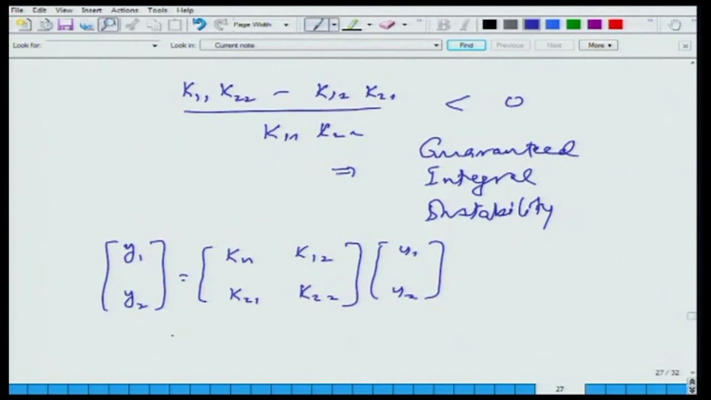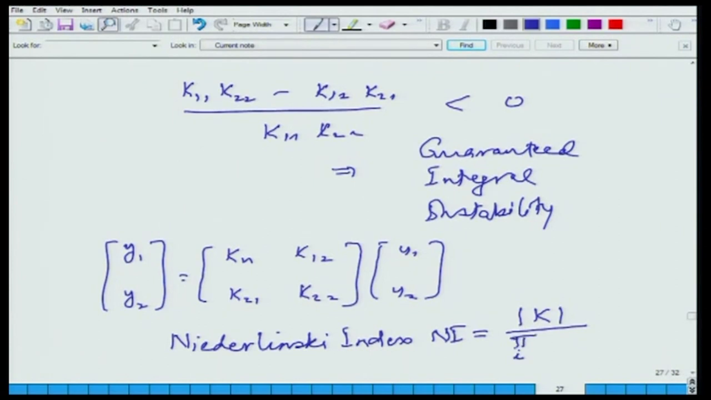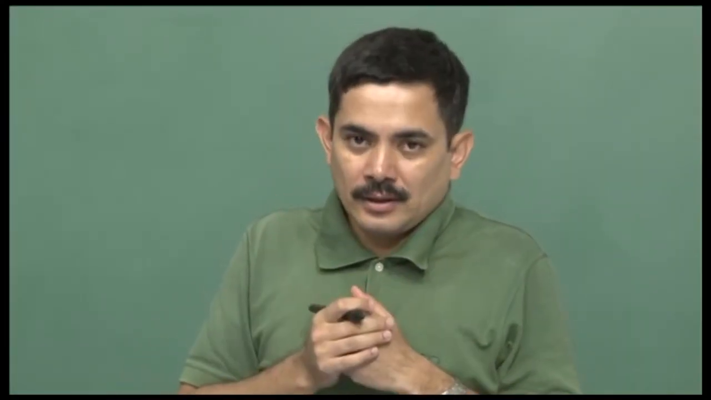So, we define the Niederlinski index as equal to the determinant of the gain matrix for the pairing that you are recommending or testing, divided by the product of the diagonal terms. This is called the Niederlinski index, and if this Niederlinski index is less than 0, then you have guaranteed integral instability. What that means is that the interaction terms are so bad that if you try to control y1 at set point and y2 at set point, if you try to control the outputs at set point, guaranteed things will blow up. Okay.